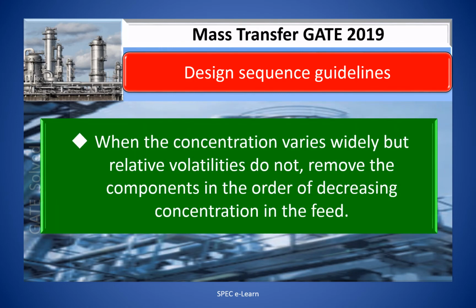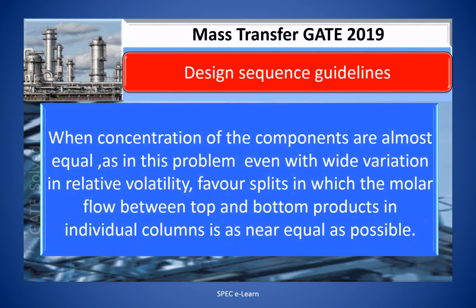When the concentration varies widely, but relative volatilities do not, remove the components in the order of decreasing concentration in the feed. When concentrations of the components are almost equal, as in the present problem, even with wide variation in relative volatility, favor splits in which the molar flow between top and bottom products in individual columns is as nearly equal as possible.